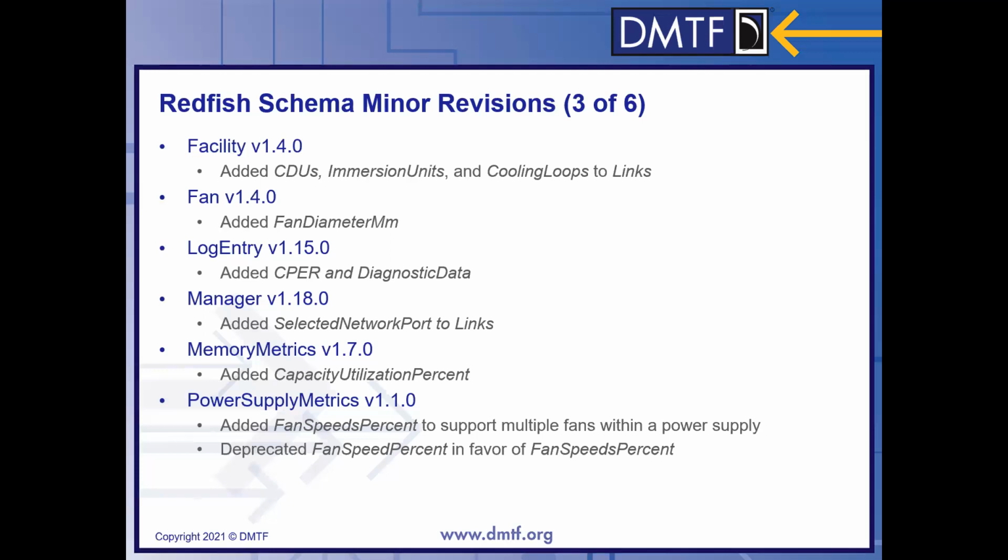Within power supply metrics, adding in a new fan speeds property to better reflect the fact that power supplies may have multiple fans, and so deprecating the existing singular property in favor of the more robust one that accommodates newer designs.